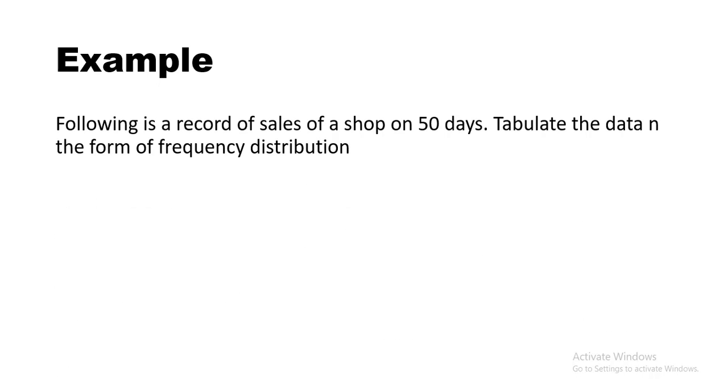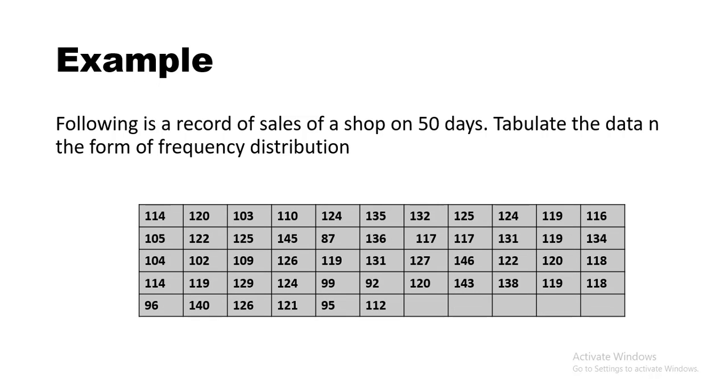Okay, now the example says that following is a record of sales of a shop on 50 days. Tabulate the data in the form of frequency distribution. So this is the given data. As you can see, the values listed here are all the records of sale of a shop on 50 days. So the total frequency given here is 50.